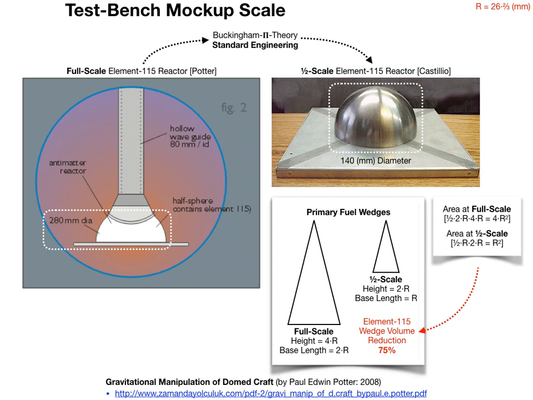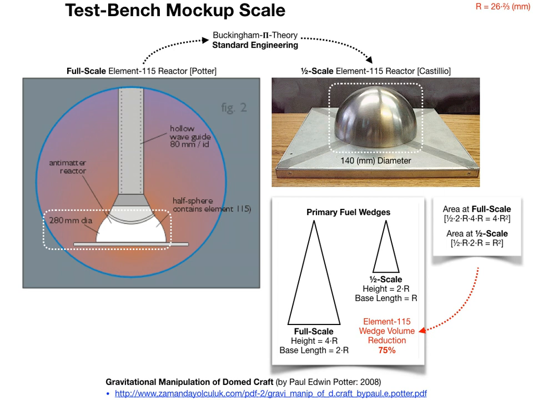So then, if Barry Castillo executed standard engineering practice when he built the element 115 reactor mock-up, he would have built it to some sort of convenient scale, less than unity. If the actual diameter of the space alien element 115 reactor dome has been correctly reported by Potter to be 280 millimeters, then it is almost certain that Castillo would have constructed the mock-up to 1/2 scale.